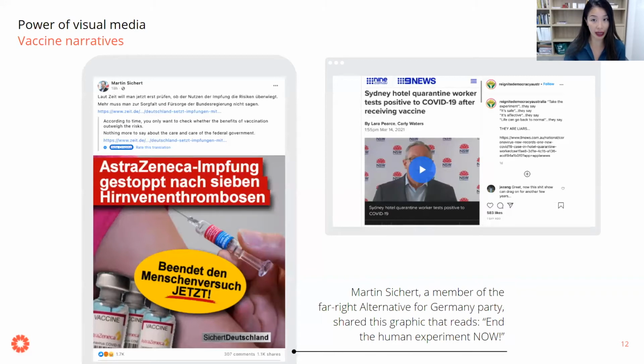Images are very compelling, especially with COVID and the vaccine, because you have all these images of needles and graphics that illustrate how the virus travels and things like that.